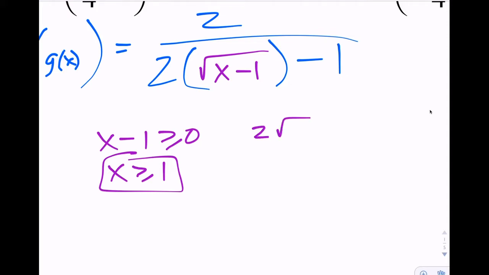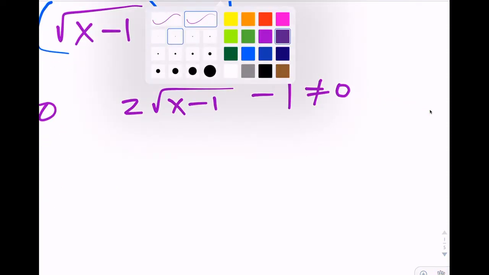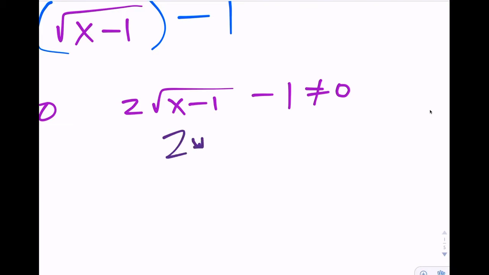Now I got the entire denominator. And the entire denominator can't be what? Can't be 0. We can solve that like an equation, right? So do 2 square root of x minus 1 can equal 1.